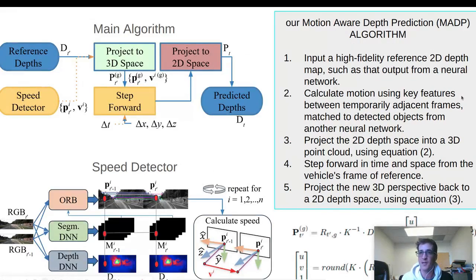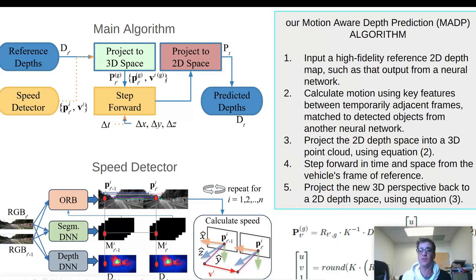So here's our MADP algorithm. The way this works is it starts from a high fidelity reference frame, which in this case is the 2D depth map from the neural network. It will calculate motion detected from objects in the camera scene, so bicycles, cars, pedestrians, etc. And then it will cast the 2D depth space from the neural network into a 3D point cloud. So it knows the X, Y, Z position of all the objects and where they are.